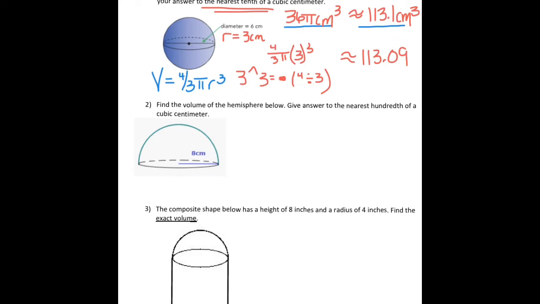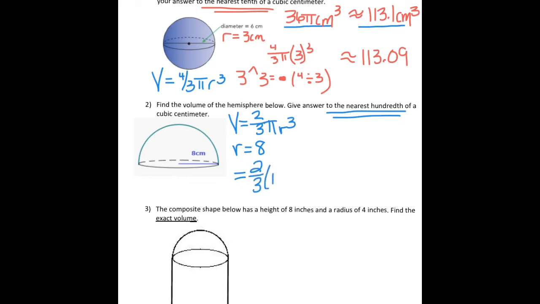Example number 2 says find the volume of the hemisphere. So remember, volume of a hemisphere is half that of a sphere, so 2/3 pi r cubed. I know that the radius is 8. And it says to give my answer to the nearest hundredth. That's 2 decimal places. It's not asking for exact like in the previous example, but it is asking me to give 2 decimal places. So let's just plug in that value and see what we get.